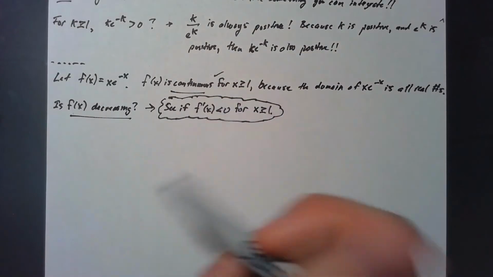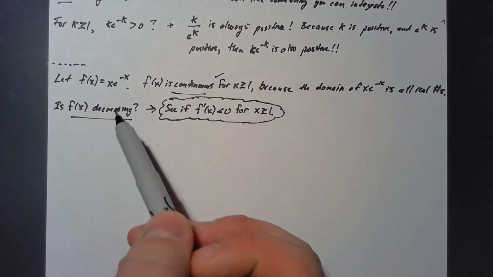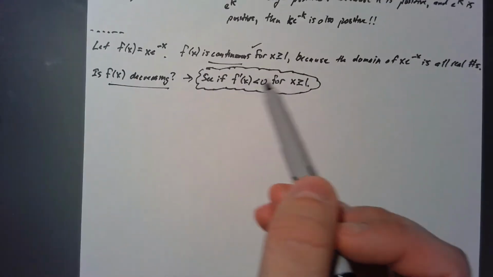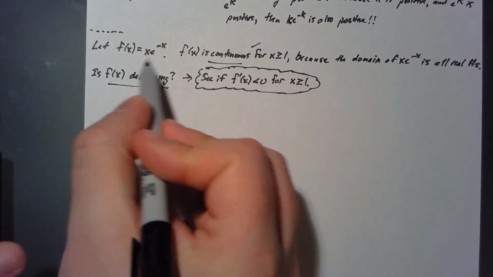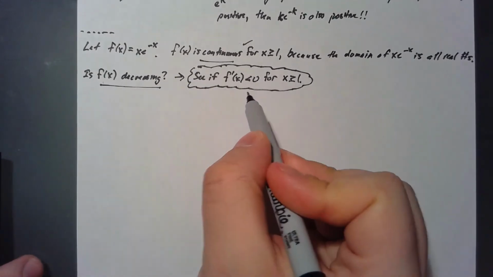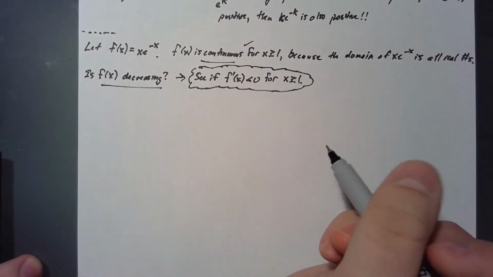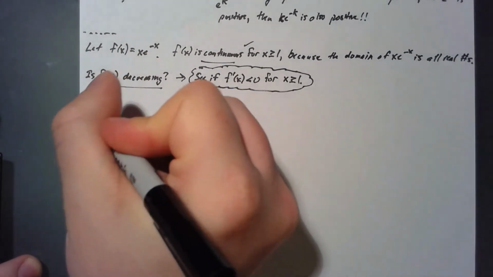The derivative is the slope of a line, right? So if the slope is negative, that means the line is decreasing. Well, technically it's the slope of the tangent line at a point, but you get what I mean. So I have to compute the derivative of this function and then show that it's negative for all the values greater than or equal to 1.